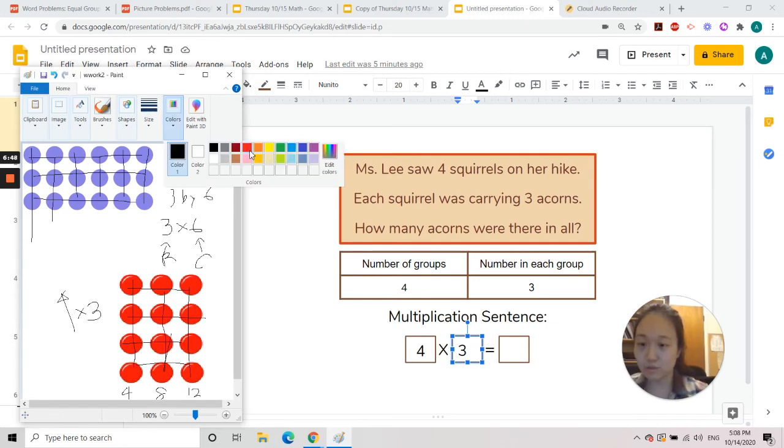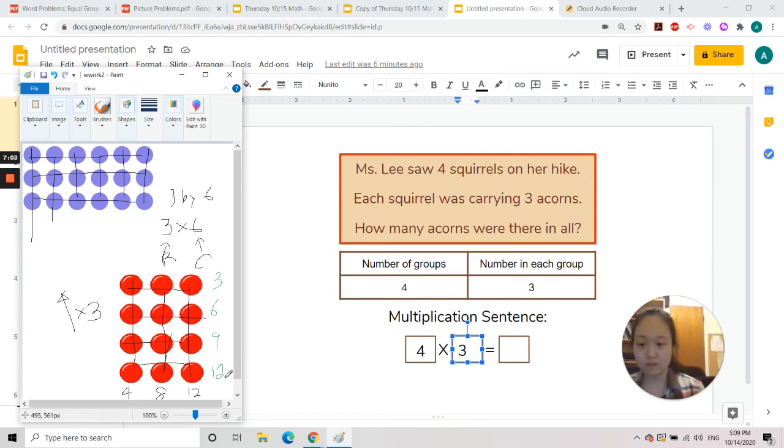Or I can choose to count along the rows. I have 3 in my first row, then I have 6 in my next row, 9, and 12. So this is how you can use a picture of an array to help you find the product.